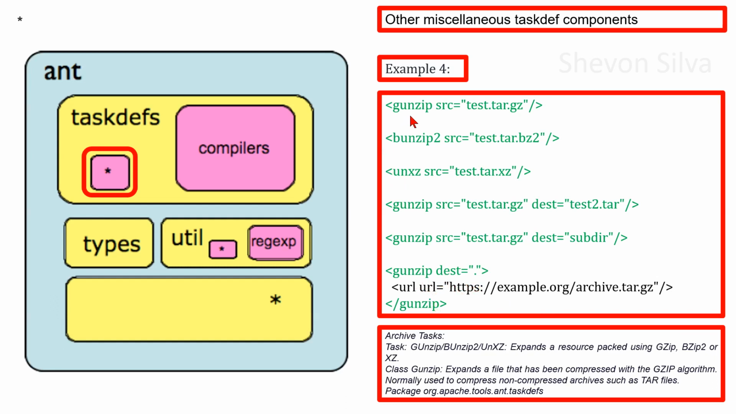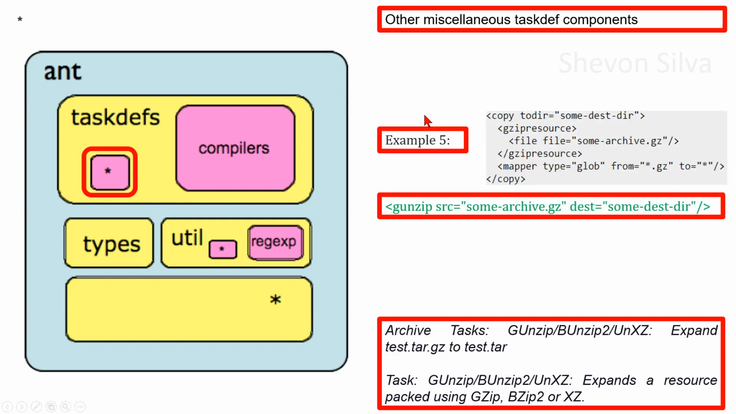Here, the gunzip class in the API: the gunzip class expands a file that has been compressed with the gzip algorithm, normally used to compress non-compressed archives such as tar files. This is in the package org.apache.tools.ant.taskdefs.